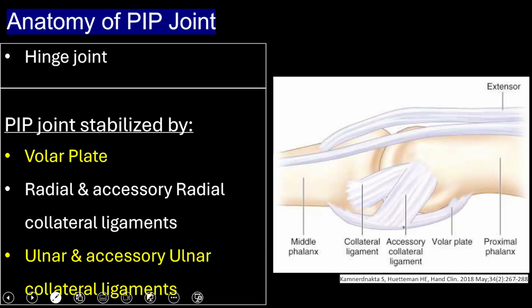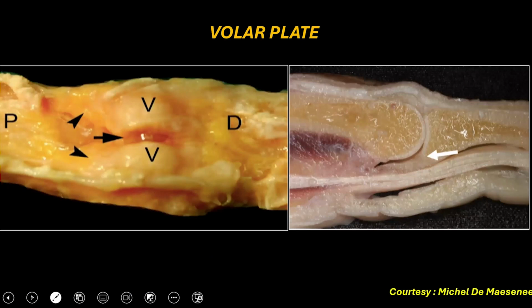And of course, the superior aspect of the box-like configuration of the interphalangeal joint is formed by the lateral bands and the central slip of the extensor tendon. So that's the anatomy of the interphalangeal joint, the proximal interphalangeal joint.